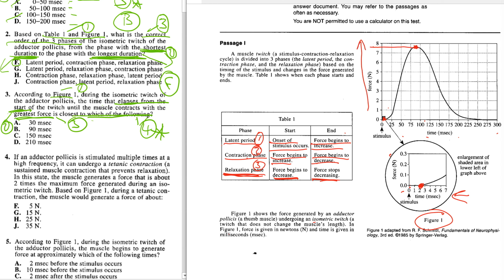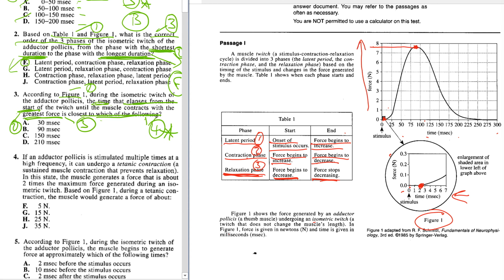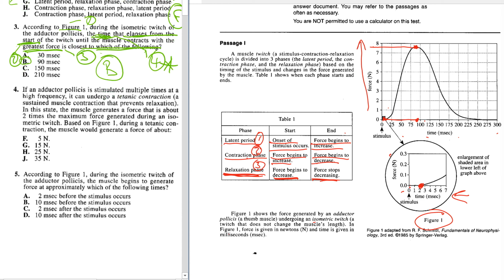And it's asking us for the time. We need the time that elapses. So how long is that? It goes from about 2 to about 97 or something, maybe 95, 96. And we come over to our answers and we see that that is B. We could have looked at the answers first, but it's not going to give us that much information. But yeah, it's answer B. Right.